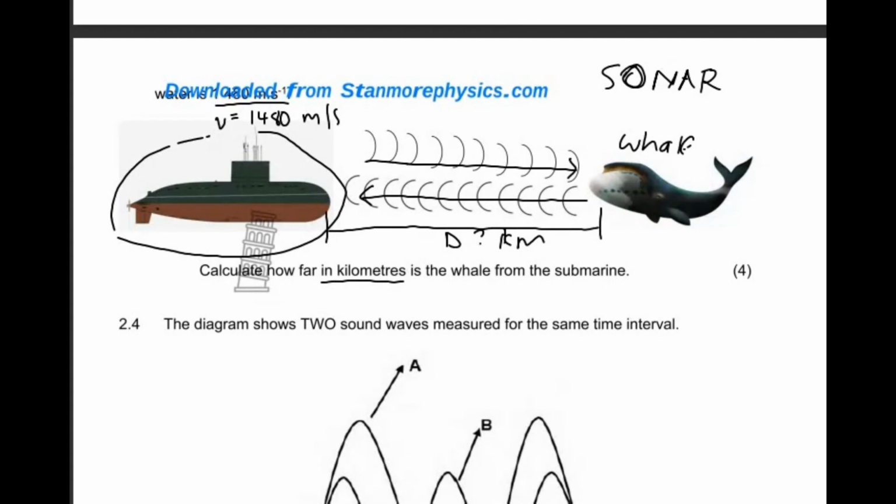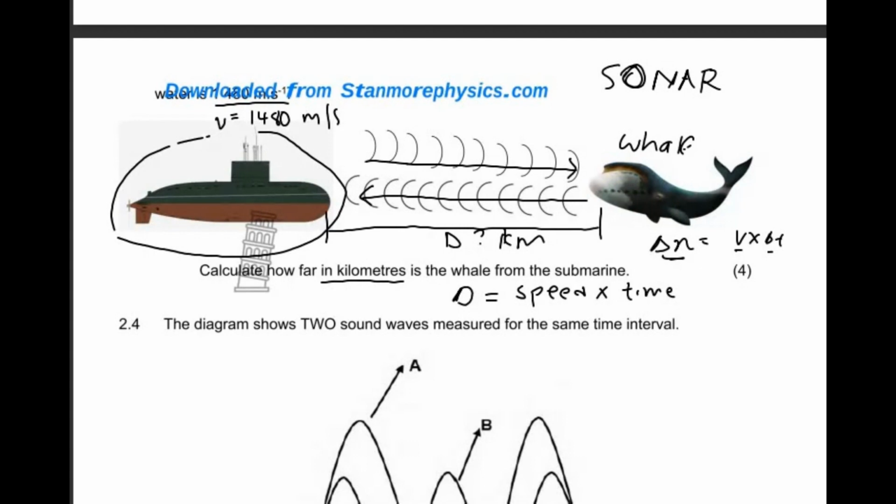Now I'm getting distracted. The question says, calculate how far in kilometers the whale is from the submarine. So the distance, let's call that the distance d. The distance is always the product of the speed multiplied by the time. At the back of your question paper, they would have given you a formula like change in x equals v times the change in t. The change in x typically means the distance, v is the speed, and the change in t is just the change in time.